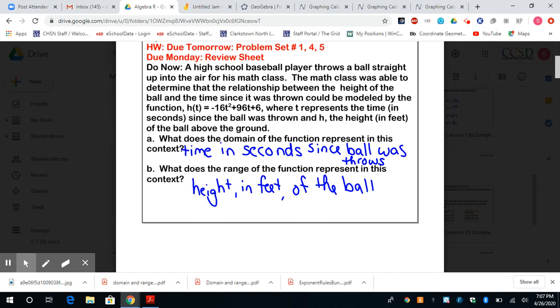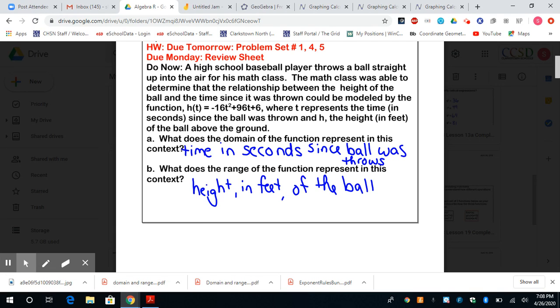My bad. All right. A high school baseball player throws a ball straight up into the air for his math class. The math class was able to determine that the relationship between the height of the ball and the time since it was thrown could be modeled by the function h of t equals negative 16 t squared plus 96t plus 6, where t represents the time in seconds since the ball was thrown and h the height in feet of the ball above the ground.